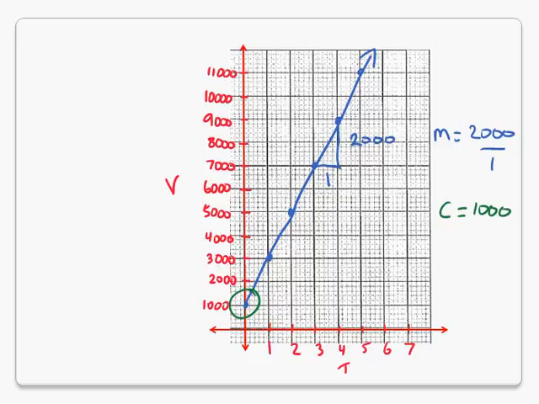So now I know from the table I had looked at previously and this graph that the rule is, it was y equals mx plus c, that's our basic rule, but the volume equals 2000 t plus 1000. So that's my rule.